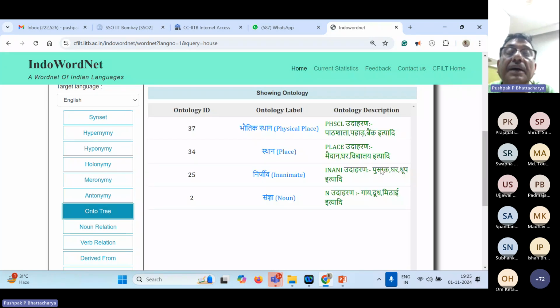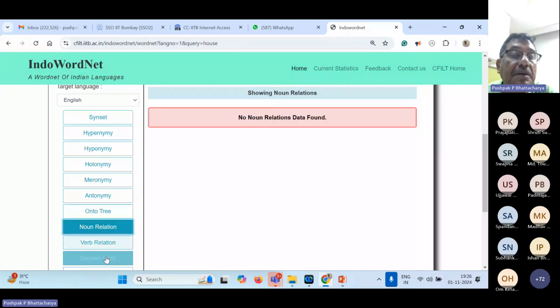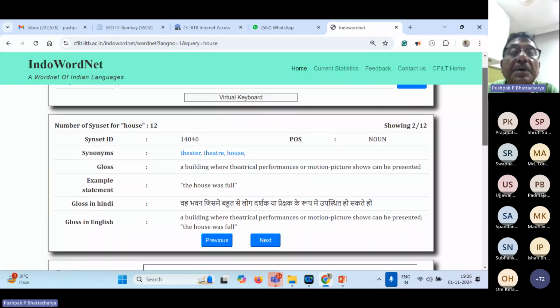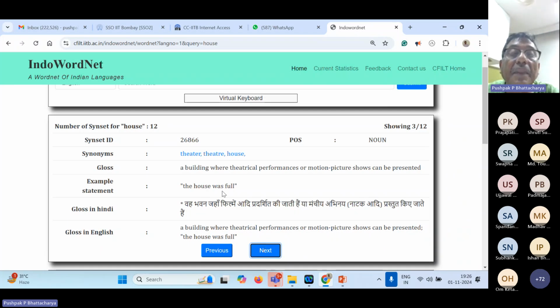Okay, onto tree. So it's a physical place. Theater is a physical place. Verb relation, noun relation, derived form, no. So many other entities don't apply to this. Let's take the next sense. This is also theater.